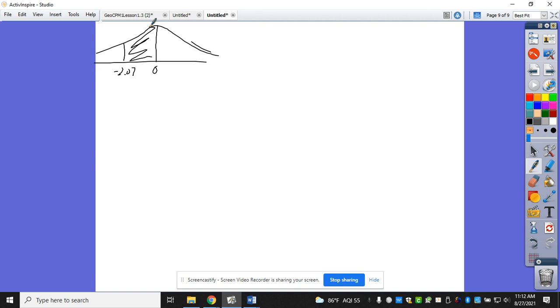For number 4, it should just look like this with negative 1.43 shaded here. Your answer is what? 0.0764. Correct? That's when you look that one up. That's the same thing because it's shaded to the left. If it's shaded to the left, you just leave it. Okay.